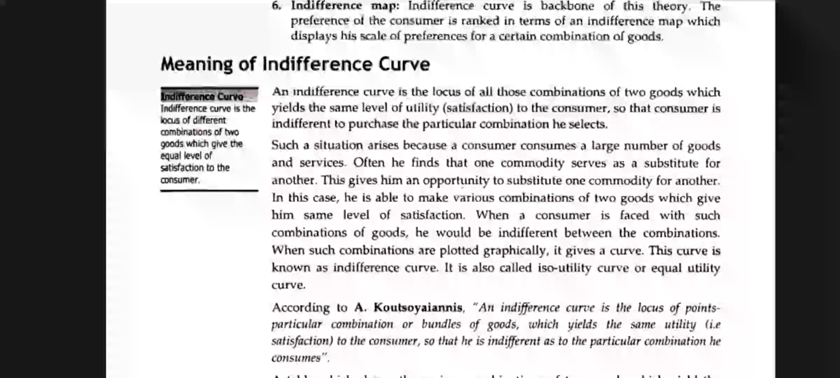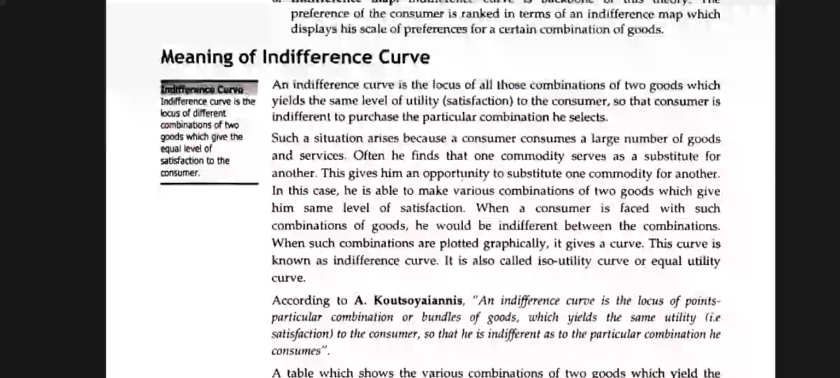Now the definition of IC we mention here: an indifference curve is a locus of different combinations of two goods which give an equal level of satisfaction to the consumer. In this definition it is mentioned that the consumer gets an equal level of satisfaction from the two goods. Unlike the cardinal approach, in which we consider that the consumer attains different levels of satisfaction from different goods, and that's why there is a preference over one good and another.